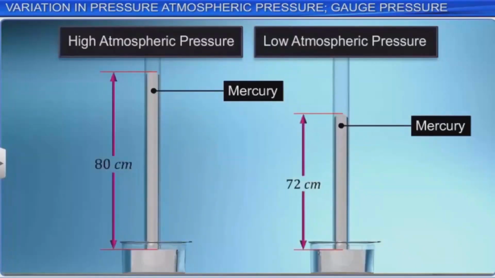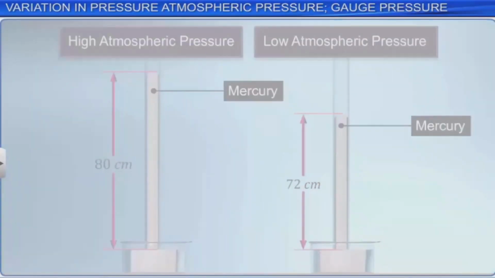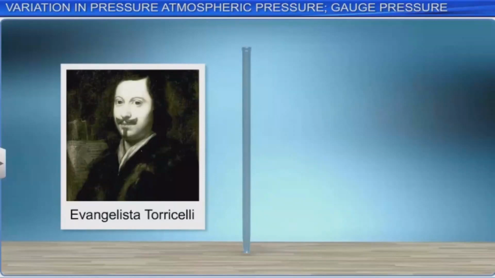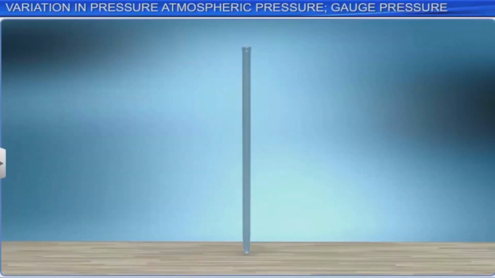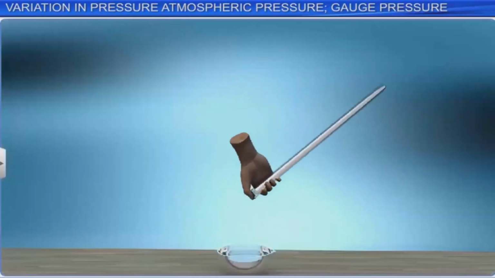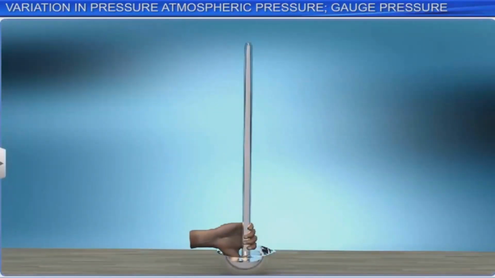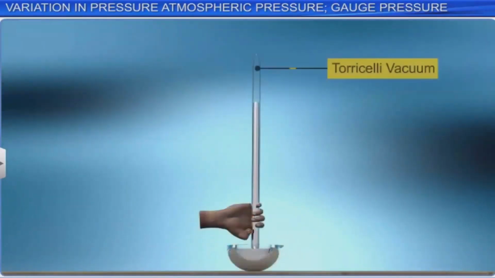The device used to measure atmospheric pressure is called a barometer. Torricelli devised a mercury barometer. For this barometer, a long glass tube closed at one end is filled with mercury and then inverted into a glass trough containing mercury. The mercury column in the tube falls to some extent and a vacuum is created in the tube. This vacuum is known as the Torricelli vacuum.